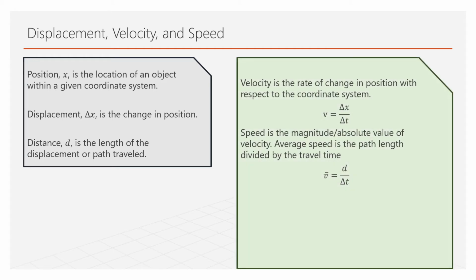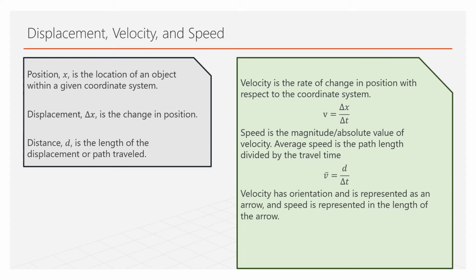Velocity is the rate of change in position with respect to the given coordinate system. v equals delta x divided by delta t. Speed is the magnitude or absolute value of velocity. Average speed is the path length divided by the travel time. Quantities that are average will often have a bar above them to indicate average. So average velocity equals distance divided by the time interval.